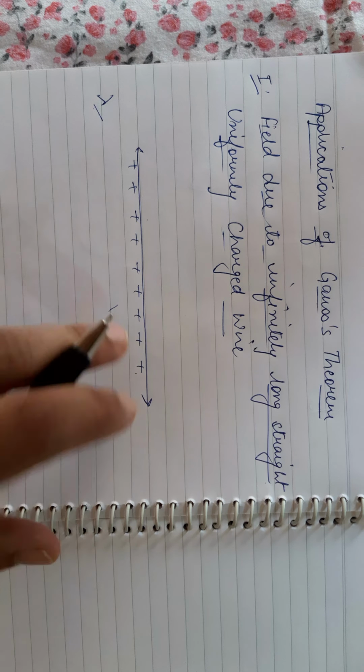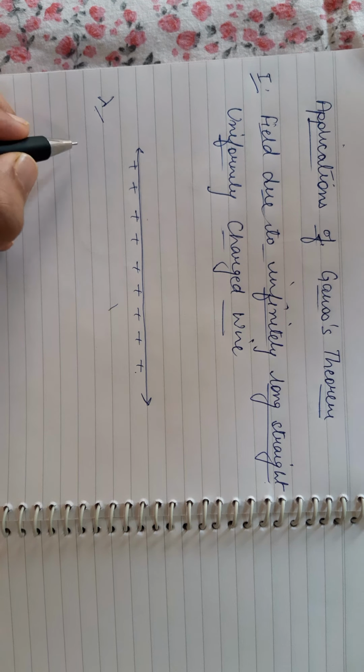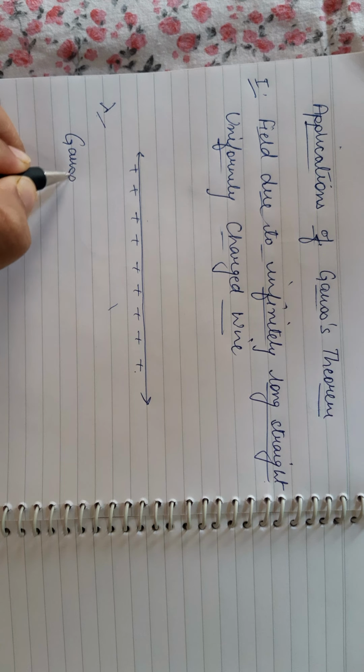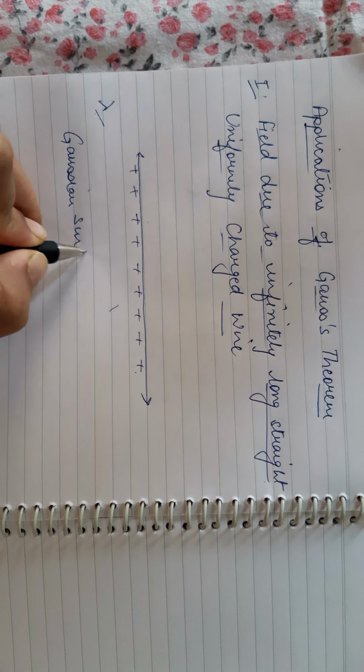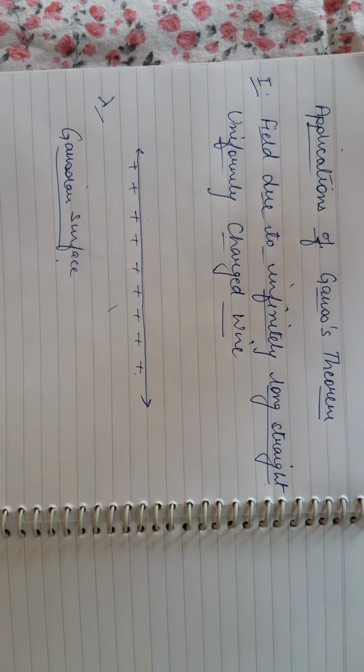Now, how to apply the Gauss theorem? The very first thing is to use a convenient Gaussian surface here. Now, what is a Gaussian surface? Gaussian surface is an imaginary regular surface. If I use the word regular surface, it means that its area formula is known to us. If we take any irregular surface, then the surface area needs to be found out, and it will become again a difficult task.